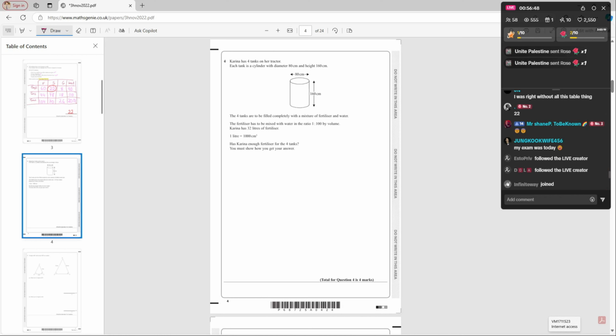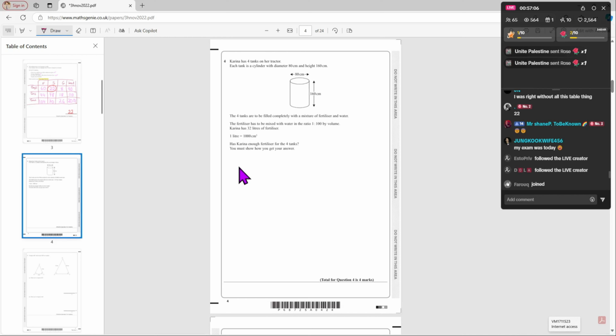Karina has 32 liters of fertilizer. 1 liter is equal to 1,000 centimeter cubed. Has Karina enough fertilizer for the 4 tanks? So, has Karina got enough fertilizer for the 4 tanks? That question has very bad grammar in it.